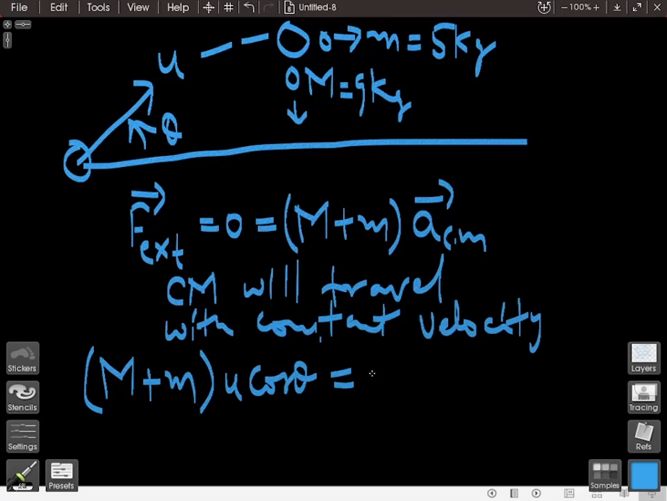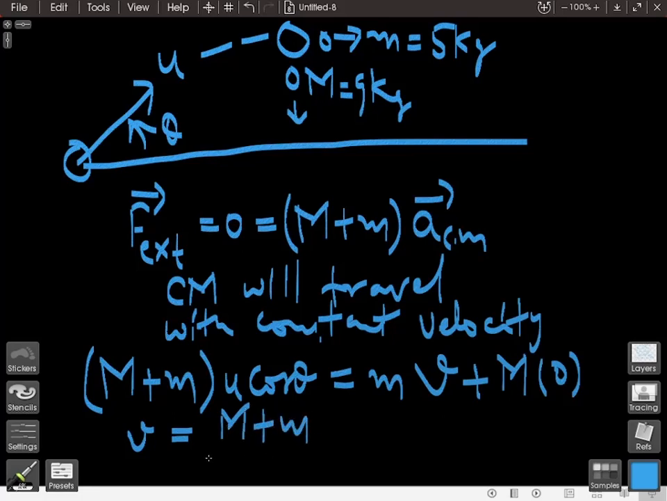And then after the explosion, the small mass, suppose it travels with the velocity v that we have to calculate, plus the velocity of the big mass, that is 0, because it moves with 0 horizontal velocity. So from this, what we can calculate is the velocity of the small piece of 5 kg. So we can see it will be (M plus m) divided by m, times u cos theta.